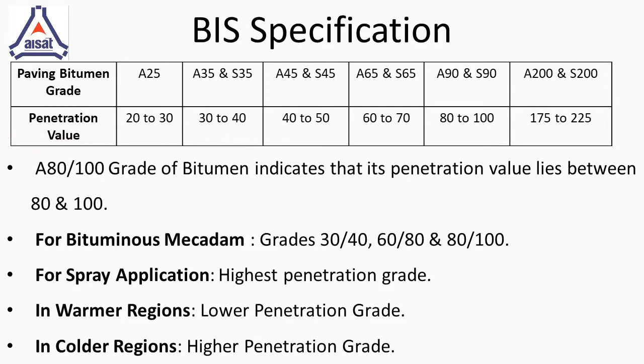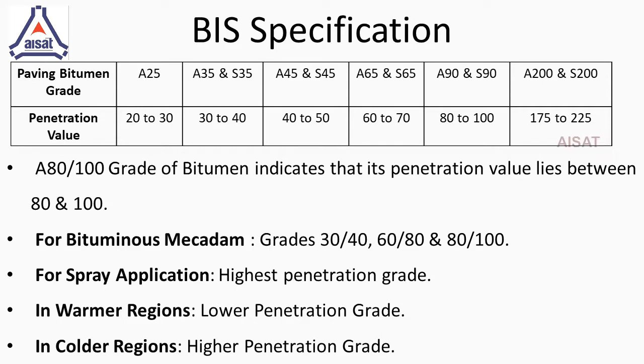And now how it is represented. A80 by 100 represents a grade of bitumen whose penetration value ranges from 80 to 100. So between 80 to 100 is its penetration value. That is what is represented when it is written as A80 by 100.